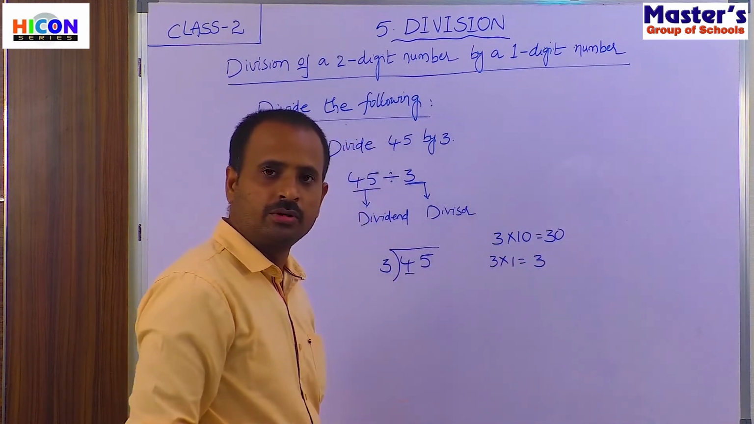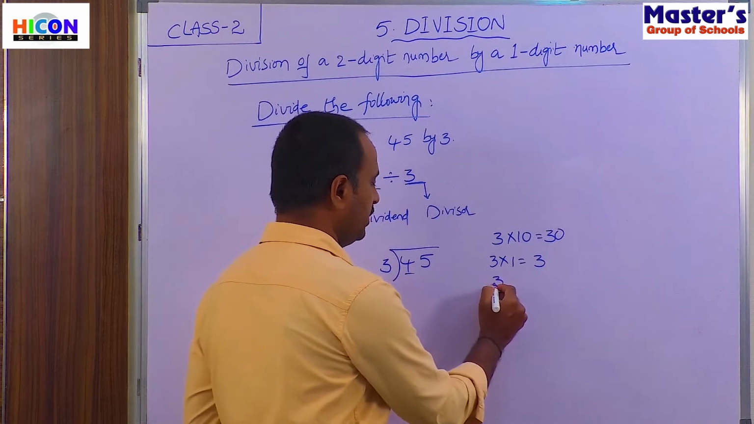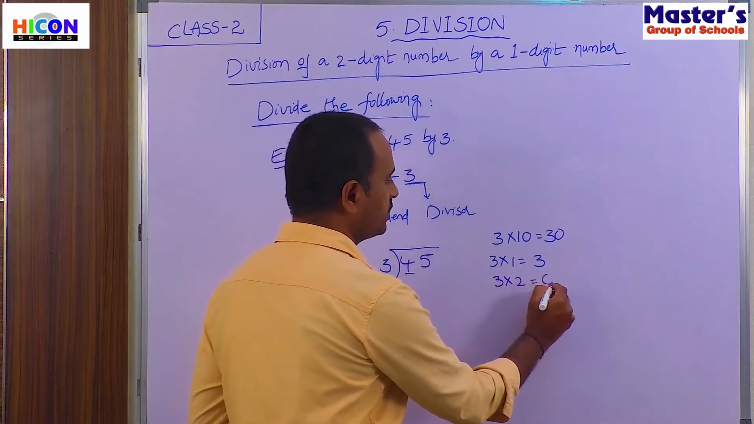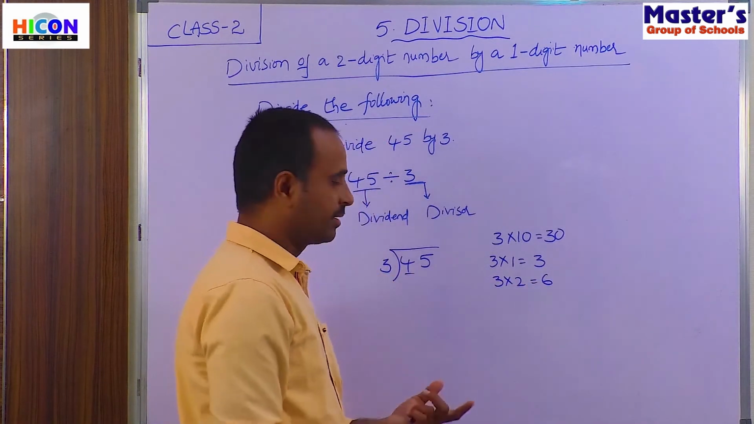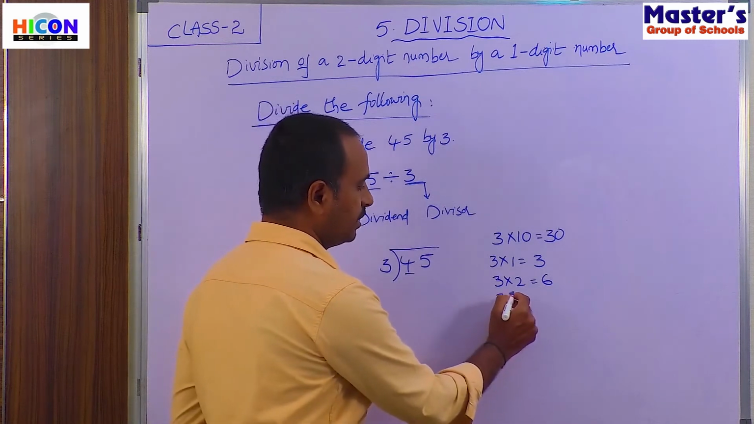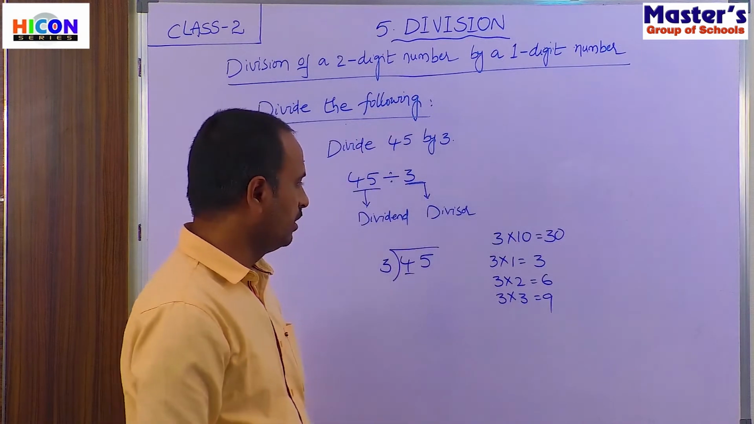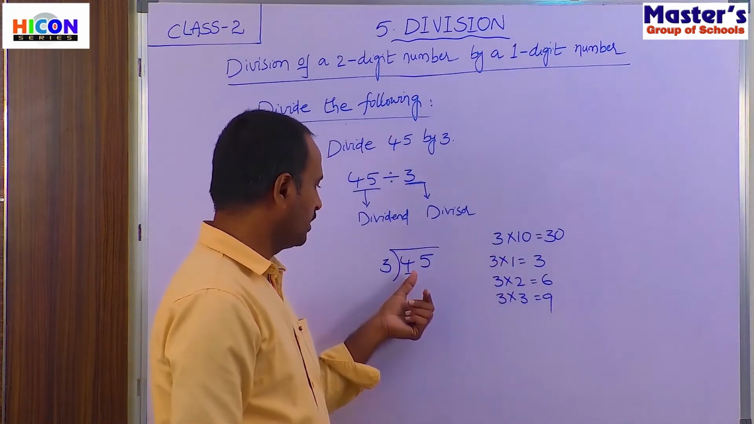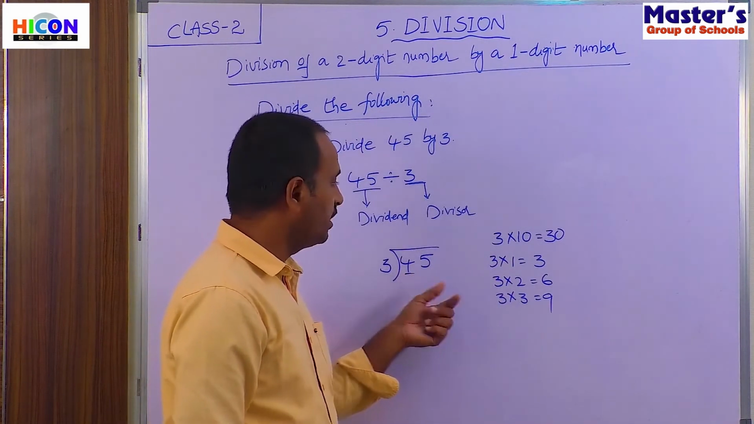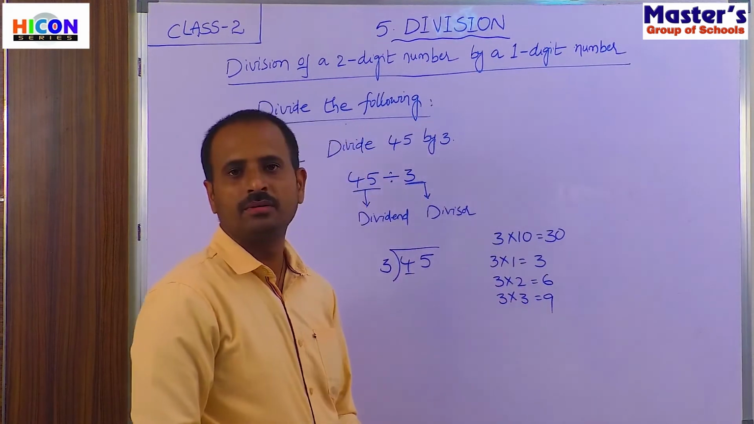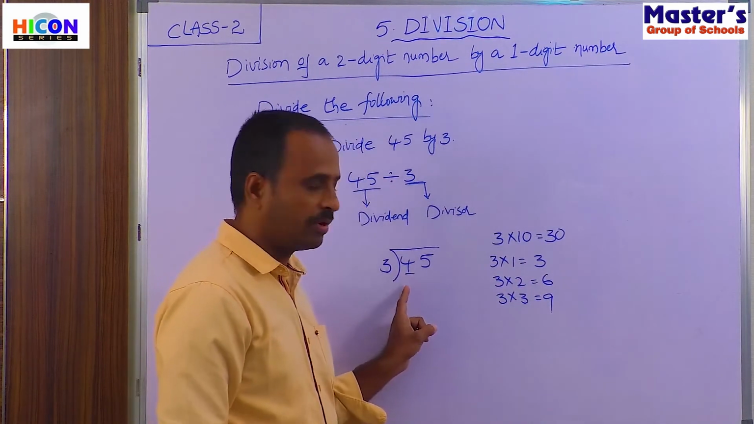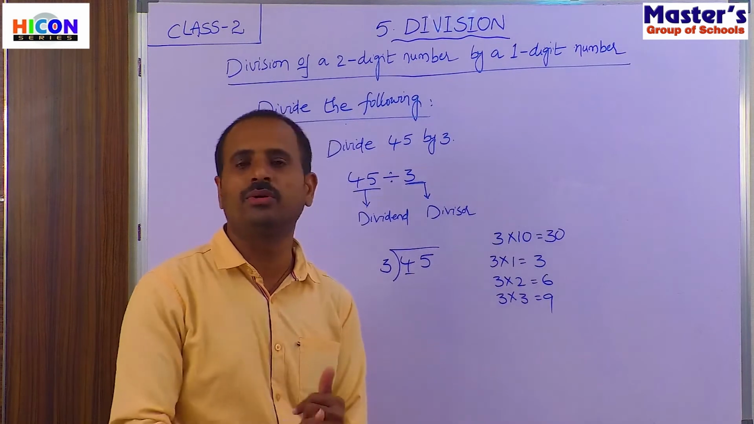And if you take 2 times, that is 3 twos are 6. And if you take 3 times, that is 3 threes are 9. So children, look at the third table. Here, we did not get the number 4 in the third table. Then what do we have to do?